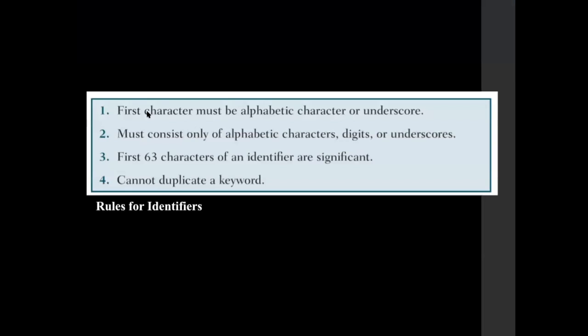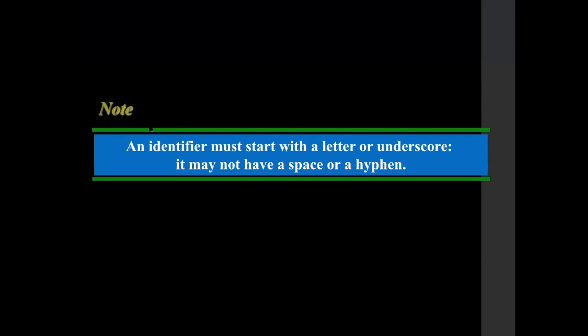So there are naming conventions associated with these identifiers. The first character must be an alphabetic character or underscore, and it must consist of only alphabetic characters, digits, and underscore. The first 63 characters of an identifier are significant. You don't really have to memorize this. Just remember that in C and some other languages, first of all, an identifier must start with a letter or underscore. So you can have something to the effect of C program, or you can have underscore C program. Note this is underscore, not dash, as a start.